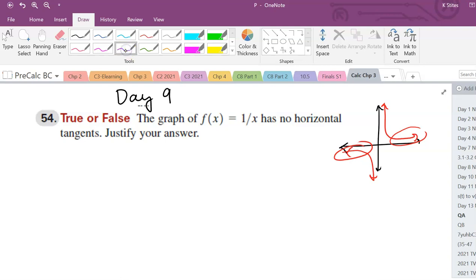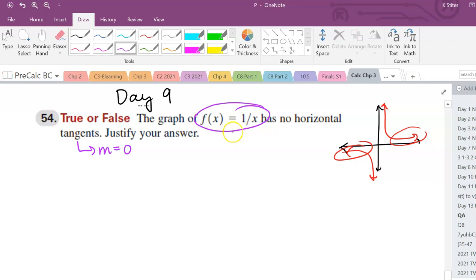Well, if we have a horizontal tangent, this means the slope is 0. So basically, we want to see if the slope of this can ever actually become 0. We'll do that by finding the derivative and using the derivative. Okay, because again, the derivative is the slope.